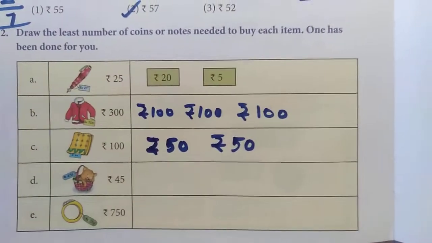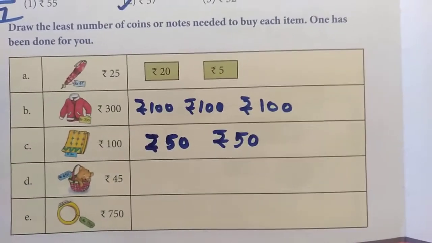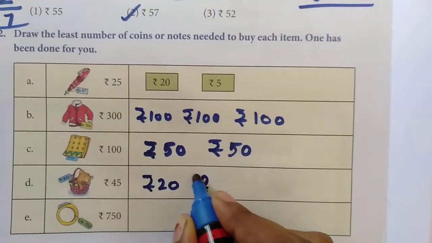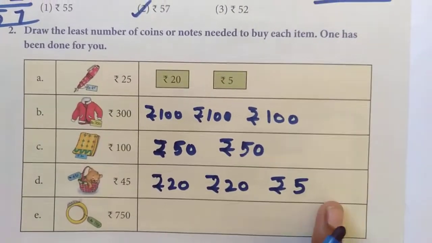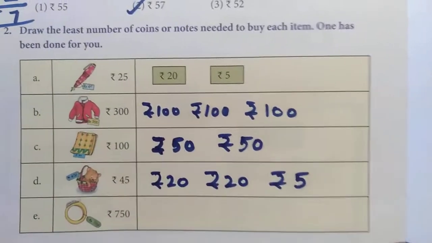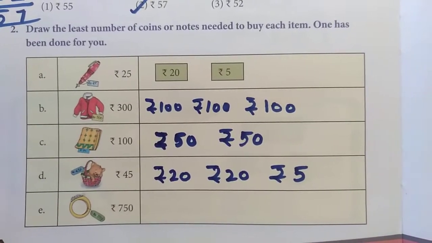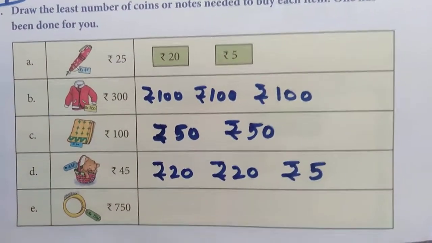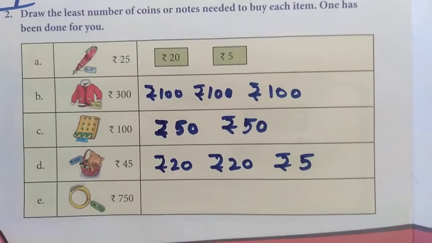Then this one is 45 rupees. This basket cost is 45 rupees. So how will you give this 45 rupees? Rupees 20, then rupees 20, then rupees 5. Totally 20 plus 20 plus 5, 45. If you are adding everything, you will get 45 rupees. Understood? Like that only you have to give to the shopkeeper, right? Here, see this one, how many rupees? 750, yes, ring. Ring rate is rupees 750. So how will you give this one, 750?